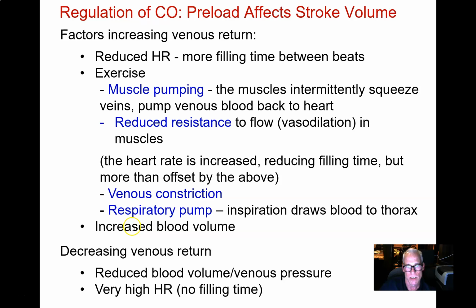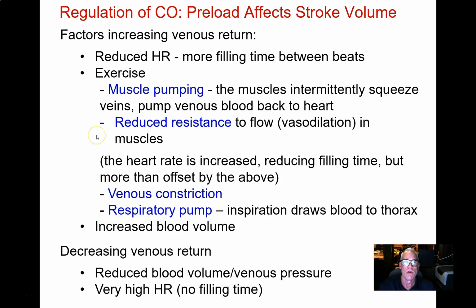Okay, those are things that increase venous return. What about things that decrease venous return? What if the blood volume goes down? If you start to get dehydrated or you have a loss of blood, anything that makes the blood volume go down makes the venous return go down, stroke volume go down.